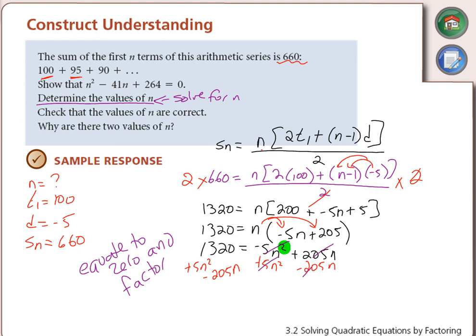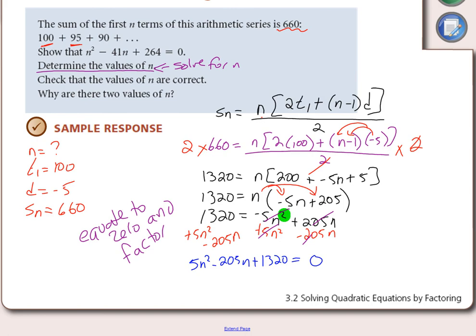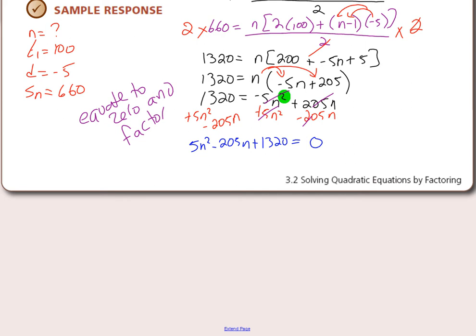That's what I wanted. Put them in descending order of the exponents. So that means 5n squared minus 205n plus 1320 equal to 0. That's what I want to get to. And now we're going to use our techniques of factoring at this point. First thing for factoring, look for a GCF. Make it easier on yourself. Oh yeah, they all can divide by 5. Let's take out a 5. Leaves me with n squared minus 41n plus 264 equal to 0.